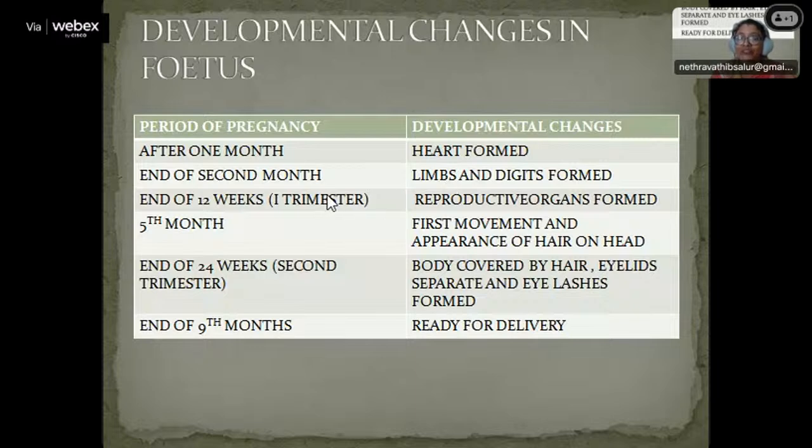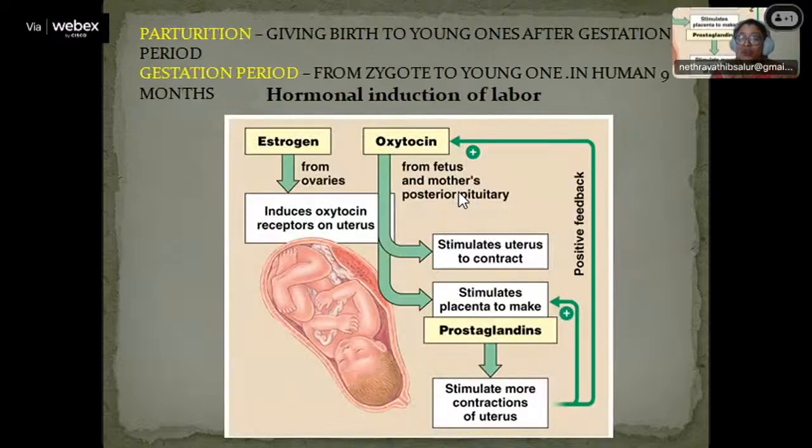child. In the 5th month, the fetal movements can be recognized by the mother, and the body or the head will be covered by hair. At the end of the second trimester, the entire body will be covered by hair. The eyelids are formed, the eyelashes are also formed. At the end of the 9th month, the baby is ready for delivery. So this is very, very important for the exam, especially for CET and NEET.